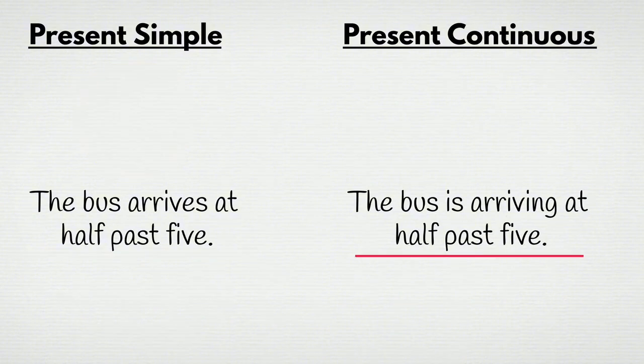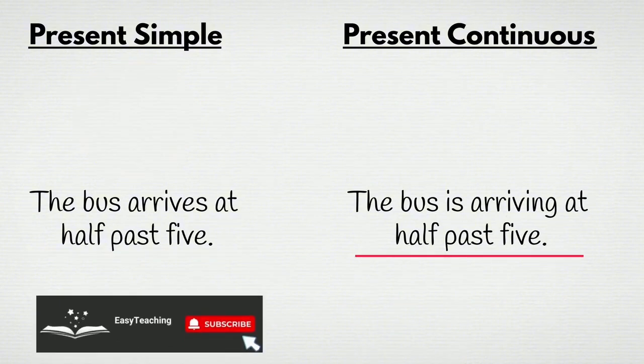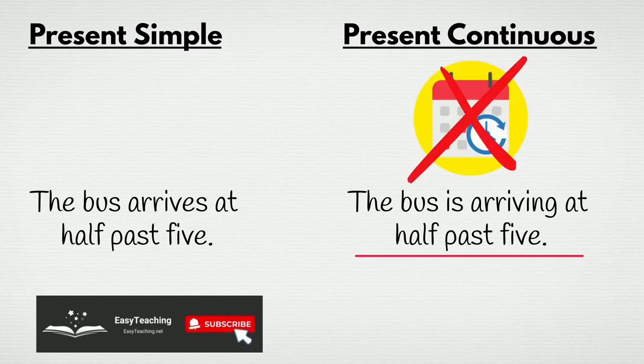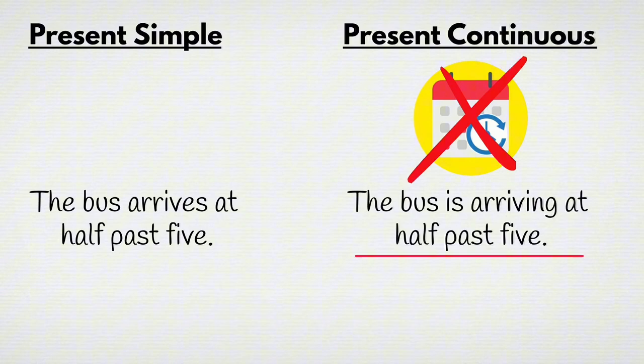This sentence, written in present continuous, tells us something slightly different. The sentence doesn't refer to a schedule the bus follows, or that this is an ongoing event, but that this time the bus will arrive at 5:30. Perhaps normally it arrives at 5, but today it's been delayed. Or perhaps this is a bus organised for a one-off event.